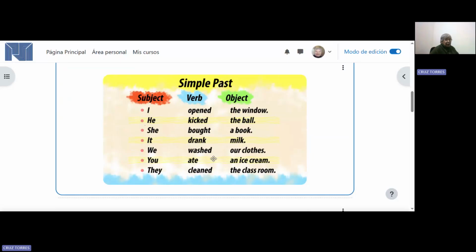Don't forget that. And you have to change the verb to past tense. Some are regular and some are irregular. Verbs that end in -ed are regular verbs. When the root changes, they are irregular verbs. Okay, as buy, bought, drink, drunk. That's very irregular.